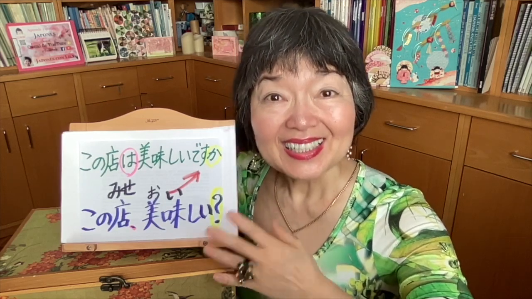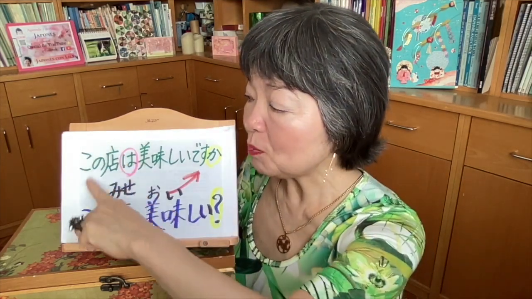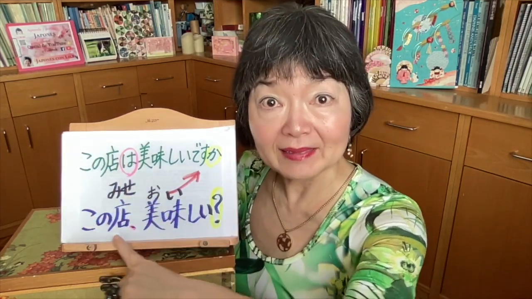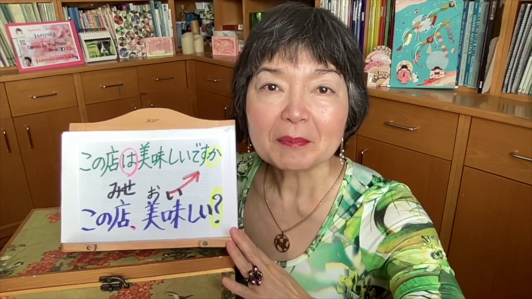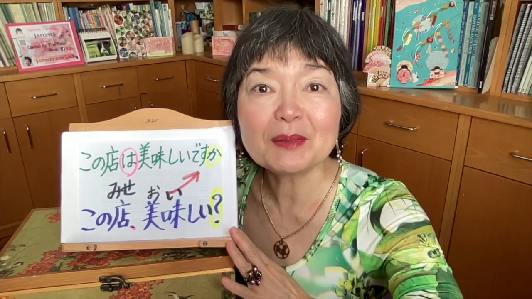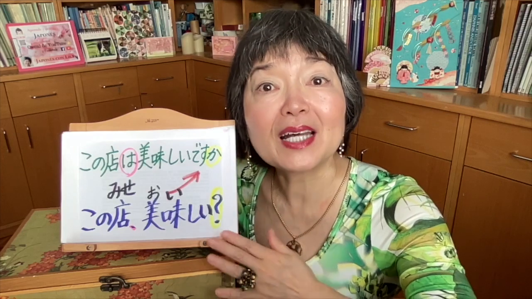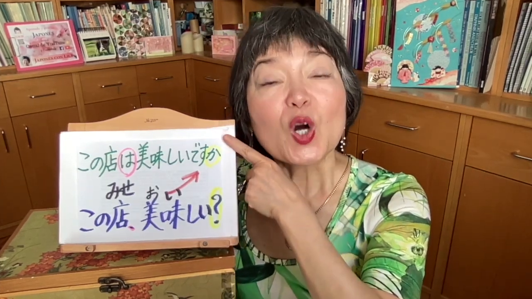Next. Is this restaurant delicious? Is it yummy, this restaurant? Well, here I use 店 as restaurant. 店 actually means shop or store. But in Japanese, we can say 店 as a synonym of restaurant. 丁寧形。この店は美味しいですか？普通形。この店美味しい？In this case, just the same.